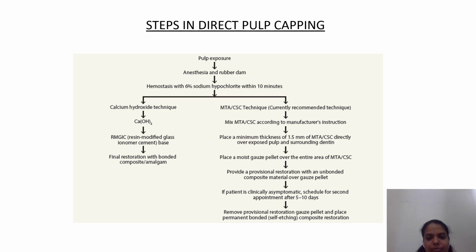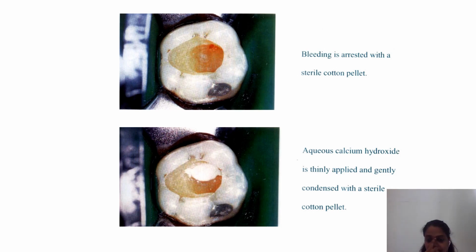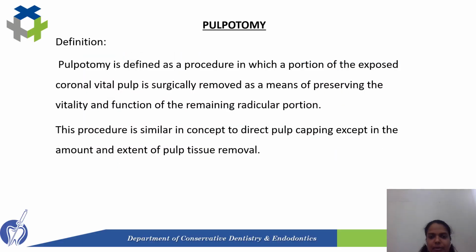Whereas if we choose to use MTA instead, then we have to mix MTA based on the manufacturer's instruction and place a minimum thickness of 0.5 mm MTA directly over the exposed pulp. Once the MTA has been placed, a moist cotton or even a gauze pellet can be placed over the MTA, and a functional restoration can be given. After 5 to 10 days, the patient can be recalled and the functional restoration can be replaced with a permanent restoration. So these are the diagrammatic or pictorial representations of how direct pulp capping is done.